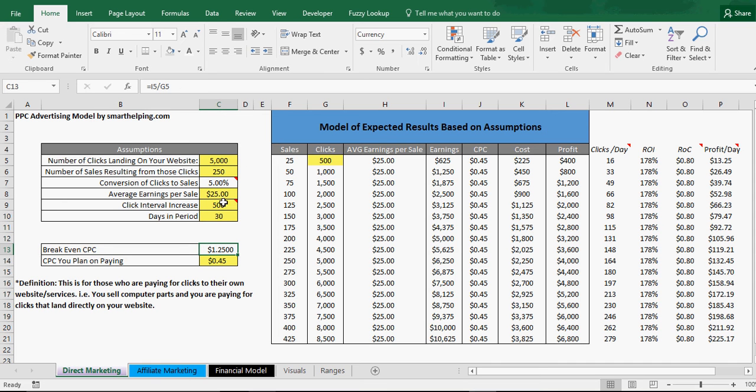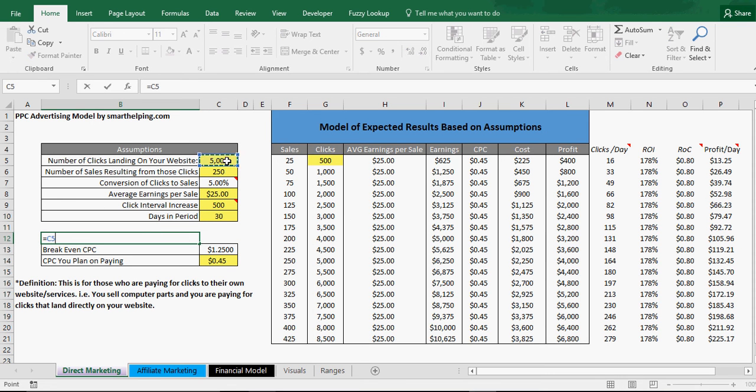So based on all of these inputs, it says if you're getting 250 sales for every 5,000 clicks to your site, and $25 per sale, you can pay up to $1.25 per click and break even. Now what does that number mean? Well, let's look at it.